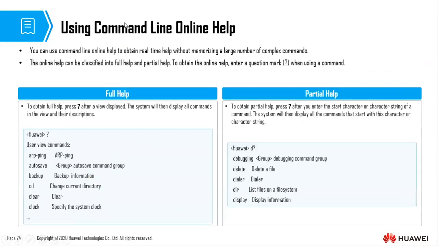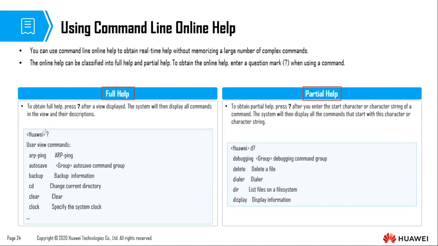So that's how you use tab to make your life easier. So it's very important. Using command line, online help. Why do they call it online help? I don't understand. Anyway, your CLI will provide you with two types of command help. The first one is called full help. The other one is called partial help. So let's first look at the full help. As you know, with character user interface, you cannot always accurately remember the command words and the keywords. So that's why you need help.